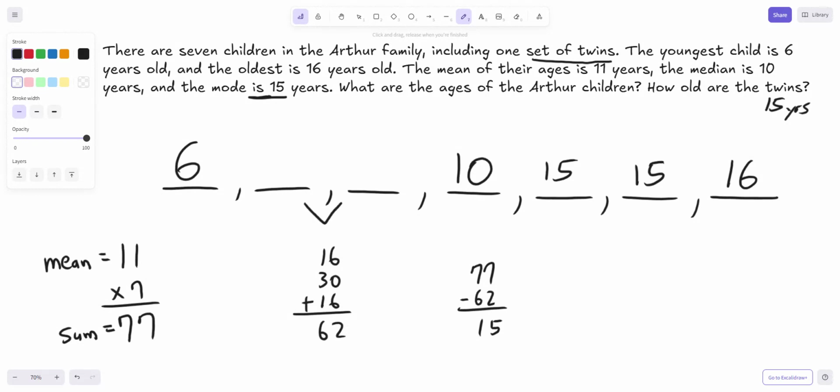Okay, so these 2 numbers have to add up to 15. What are my options? I can't do 6 because the mode is 15. If there was another 6, then the mode would be 6 and 15. So this one has to be 7, and this one has to be 8. There's no other options, right? I can't do another 6. I can't do 2 7s because that doesn't add up to 15. I can't do 2 8s because that doesn't add up to 15. So the ages are 6, 7, 8, 10, 15, 15, 16. And the twins are 15 years old.